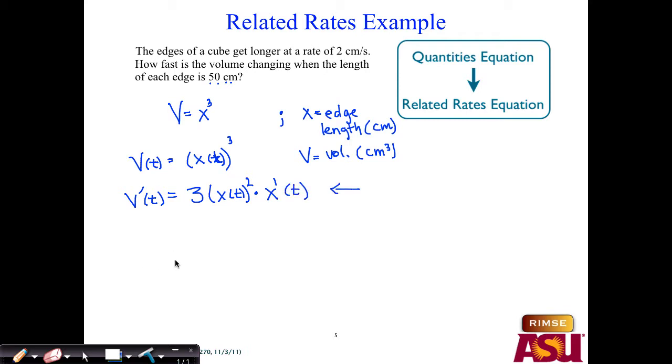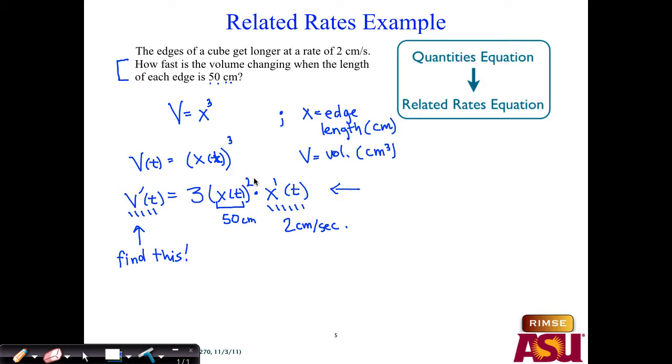So here's our related rates equation. I related one rate to another rate, the rate of change of x and the rate of change of V with respect to time. To answer this question, though, how fast is the volume changing? That's asking us to find this. How fast is the volume changing when the length of each edge is 50 centimeters? Well, the length of an edge is x. So at some point in time, I don't know how many seconds, x of t is equal to 50 centimeters. x prime of t, I actually know the value for. It's 2 centimeters per second.